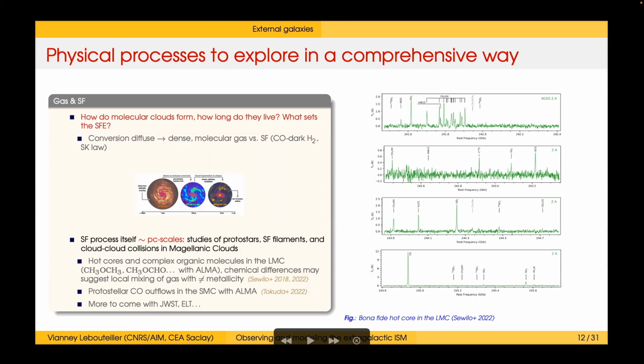The best targets for that will be the Magellanic Clouds, especially the SMC with 1/5 solar metallicity. Here, this is an observation of hot cores in the LMC, about half solar metallicity, with complex organic molecules detected with ALMA, and with chemical differences between hot cores that suggest chemical inhomogeneities due to mixing of gas with different metallicity, but that's quite debated actually. And of course, there will be much more to come with JWST and ELT, so a lot more observations such as these.